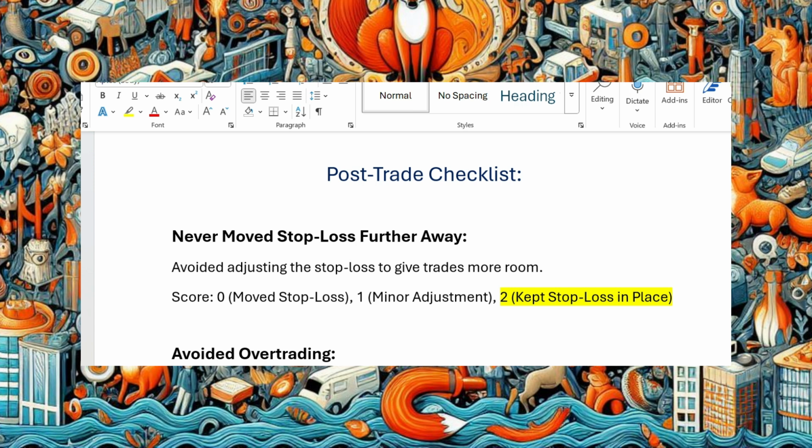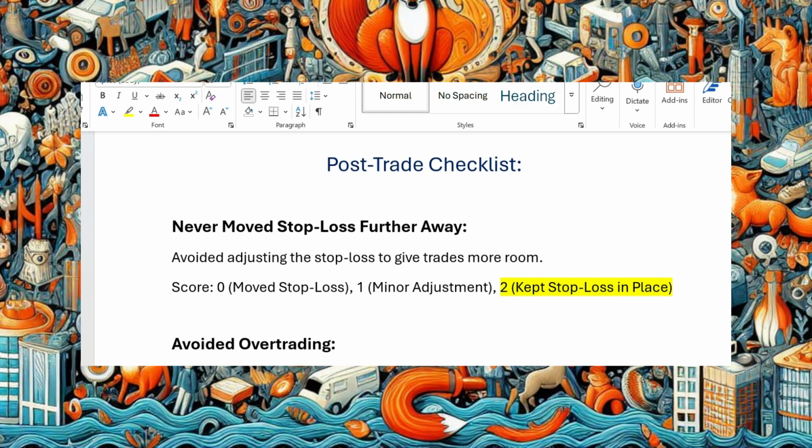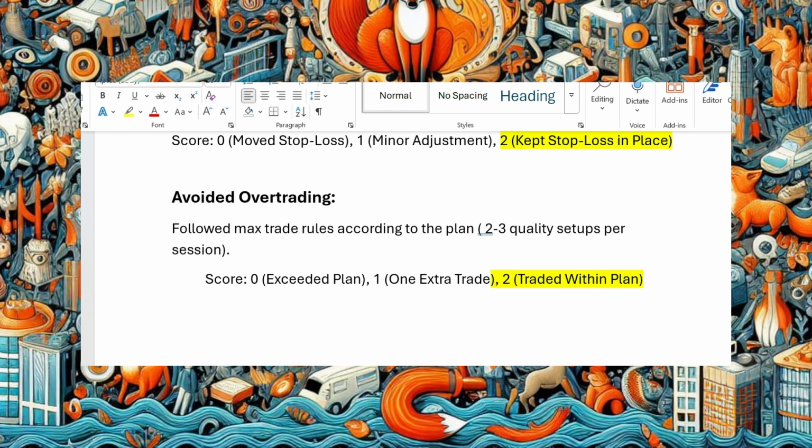Never move stop loss further away. Avoid adjusting stop loss to give trades more room. I kept my stop loss in place. I moved it up toward the take profit. I kept it in place with my trading plan. Avoided overtrading. I took 1 extra trade actually, and I'll talk about that in a second.